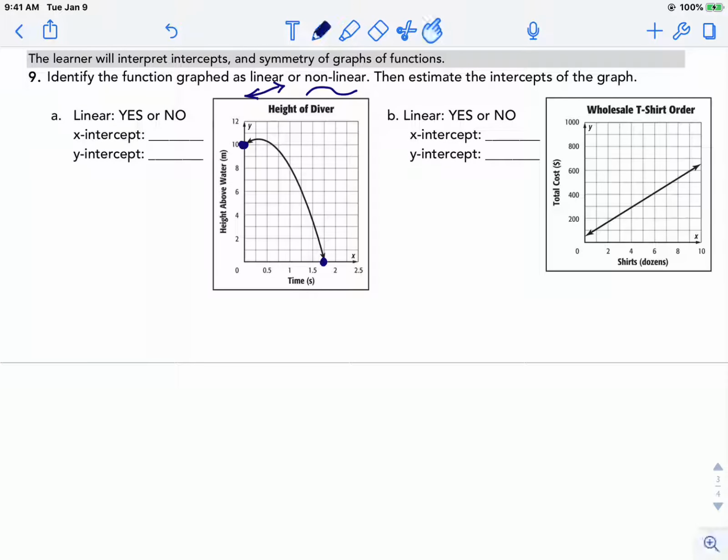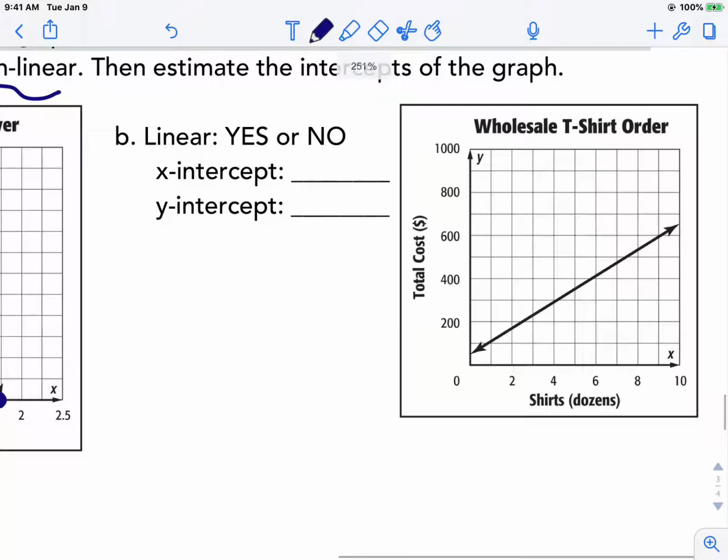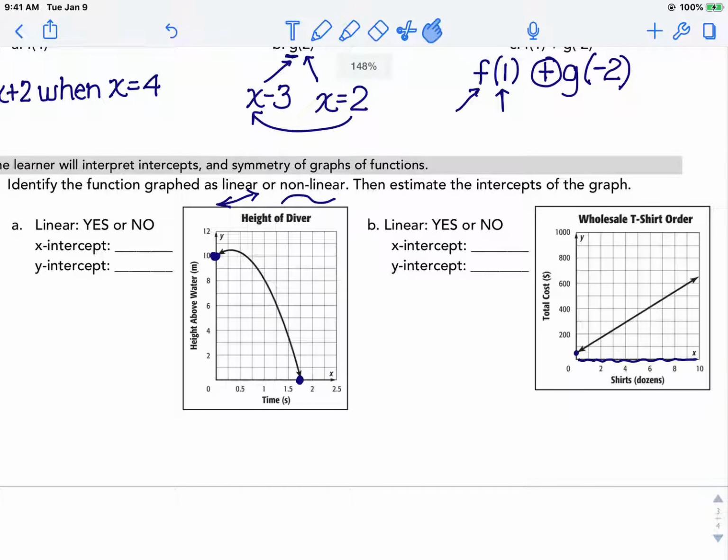Same for part B. It does look linear to me. It looks like a straight line, so answer that yes or no. You're going to have to estimate on this one for x and y-intercept because you can see your y-intercept's right about there, but you're going to have to estimate about what you think that is. And then x-intercept, I don't see one. I never see it cross this axis, so I would say it does not have an x-intercept.